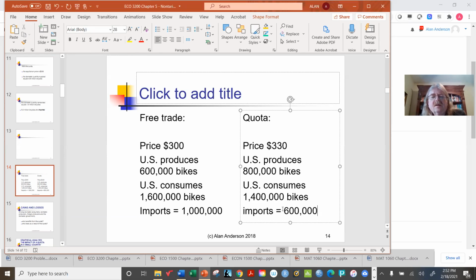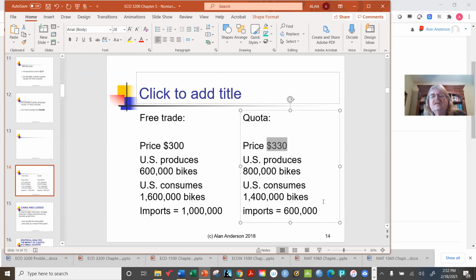So basically the import quota limits imports to 600,000 instead of 1 million. Now if you think about it, the US consumers must be losing out on consumer surplus because they're paying more and they're getting fewer bicycles. We have to pay another 10% for the bicycles, and we get fewer of them. On the other hand, look at the producers. Instead of selling 600,000 bikes at 300, they're now able to sell 800,000 bikes at 330. This is what they were hoping for. This is the purpose of the quota.